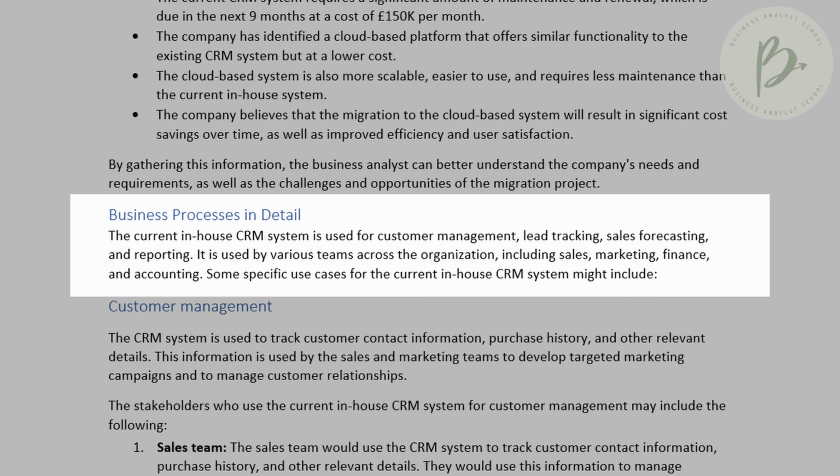So the business process in detail, I won't go too much into it so that this video is not too long, but we have identified the key areas that are impacted by this project, which include the customer management, the lead tracking, which is also an area that is impacted. The people that do the lead tracking, the people who do the sales forecasting, and the people who do the reporting. So these are the things that they use the CRM system for, okay? For the purpose of our project, I'm just going to focus on the customer management aspect of the system.